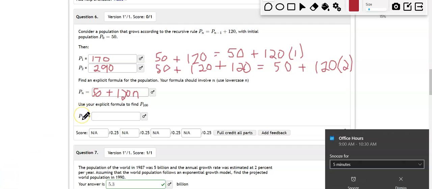So now, as we do P100, we're going to stick the 100 right there, so we'll have 50 plus 120, and we will multiply by the 100 instead. And then let's stick that into our calculator. And that ends up giving us 12,050.